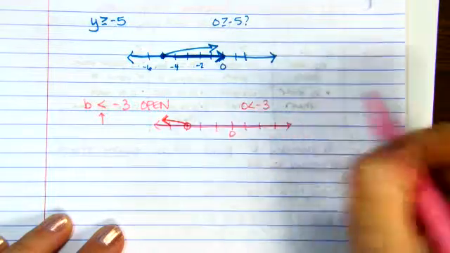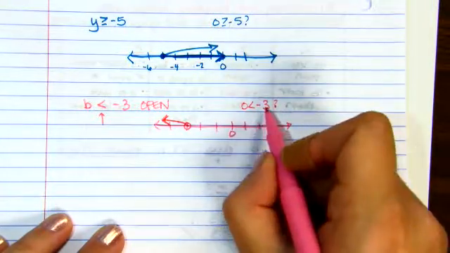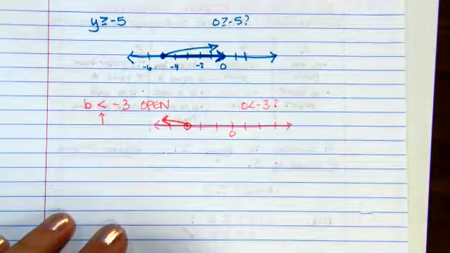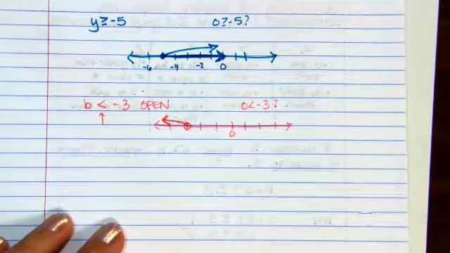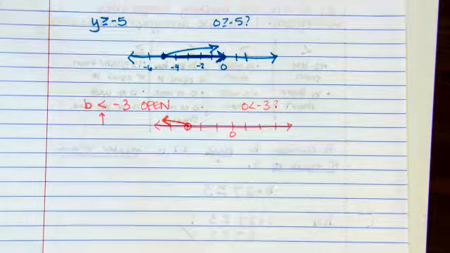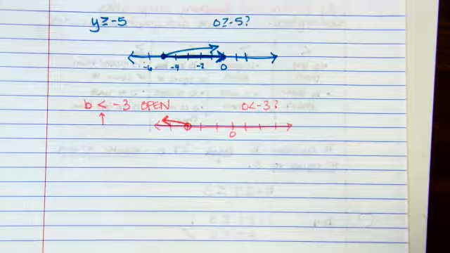I could also check, is 0 less than -3? Nope, 0 is greater than, so I don't want to point at the 0. I want to point away from 0. So that is how I'm going to graph my inequalities. So that's the whole lesson for today, so you can get started on your homework.